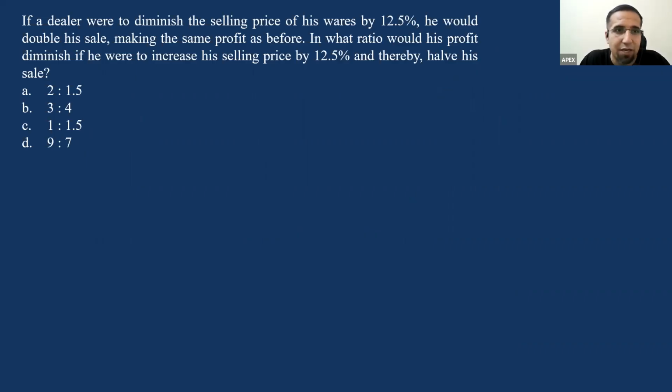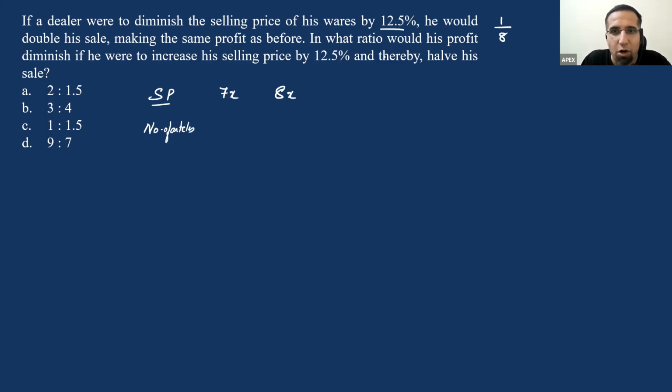The question says, if a dealer were to diminish the selling price of his wares by 12.5%, the minute 12.5 comes into my mind, 1 by 8 should come into my mind. So if I'm decreasing by 12.5%, I would take my selling price of each article as 8x. If it's diminishing by 1 by 8, he's reducing it to 7x. He would double his sale, making the same profit as before. Double his sale means for sure I am including the number of articles.